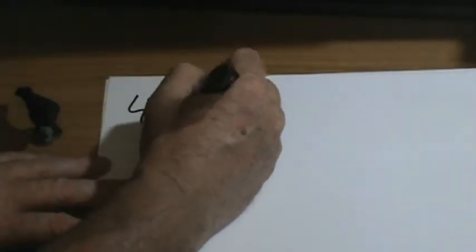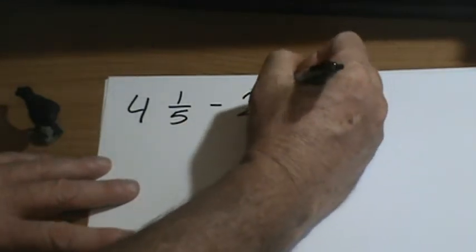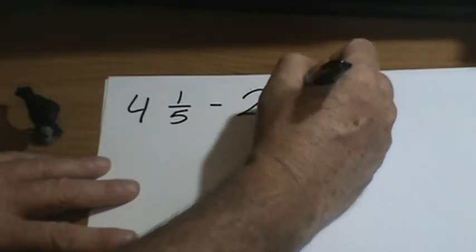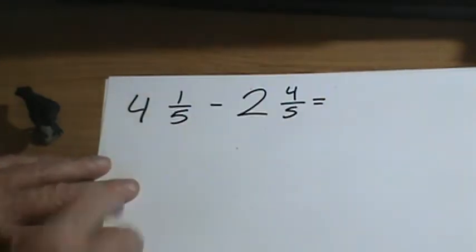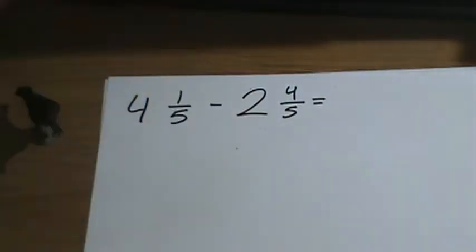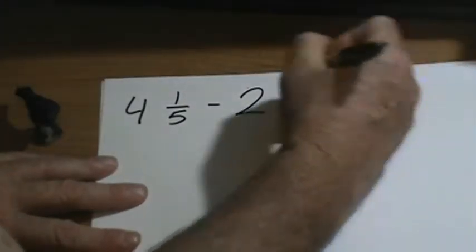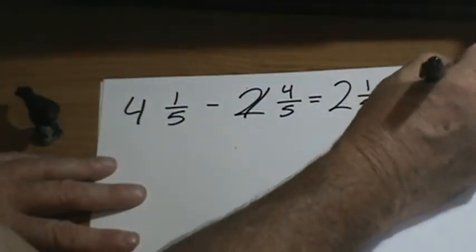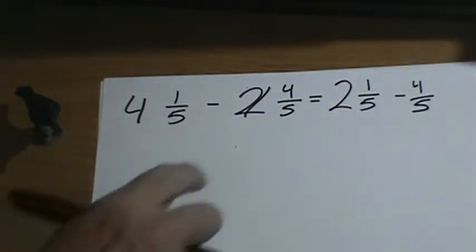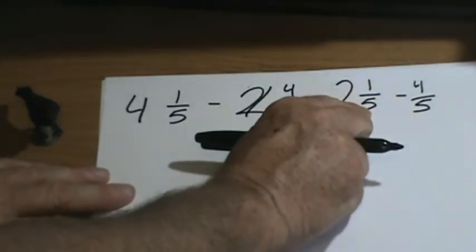So let's try another one. And this is 4 1/5 minus 2 4/5. What does it equal? Well, 4 minus 2, right, is 2. But we have that 1/5, so we're going to put 2 1/5. I've subtracted the 2, now I'm left to subtract the 4/5. Okay? So we know it's going to be less than 2, right? Because 4/5 is greater than 1/5.